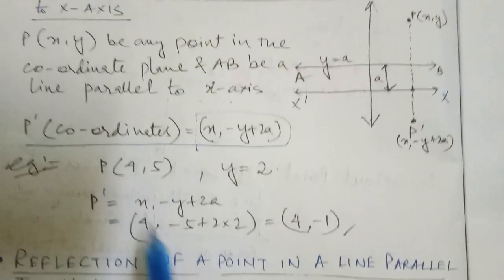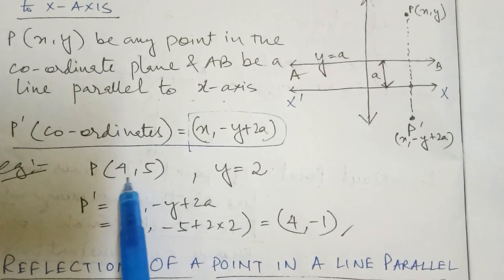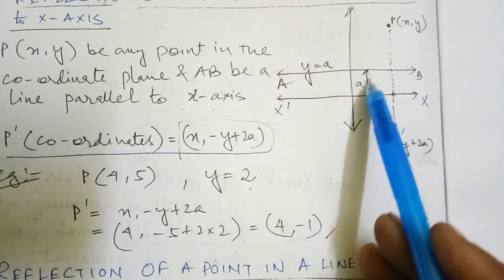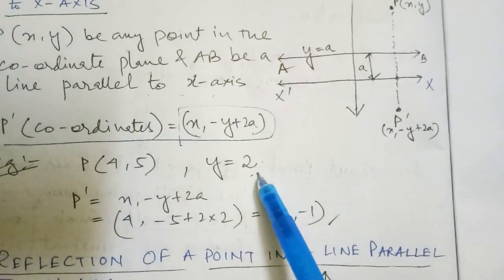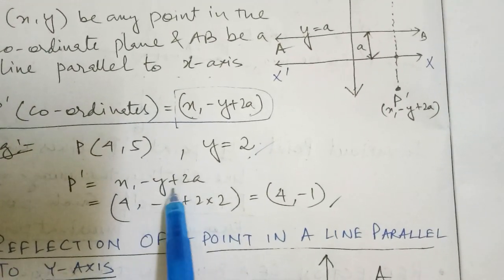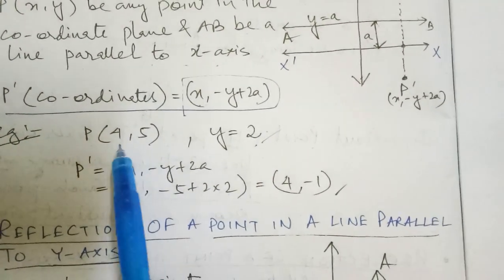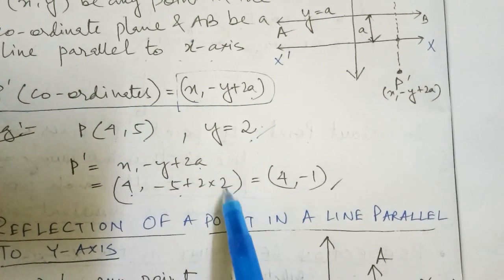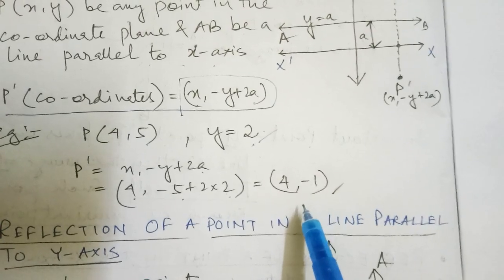Then from here, P is given as 4 comma 5 and the y value of the line will be 2. That means the gap between these two is 2. If it is given 2, then P dash will be x comma minus y plus 2a. Then put the values: x value 4, y value 5 and a value 2. After writing, we get 4 comma minus 1.